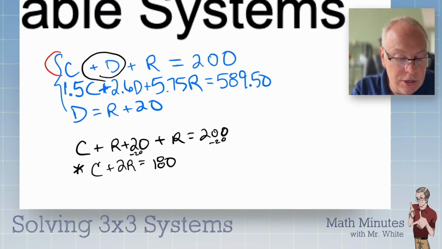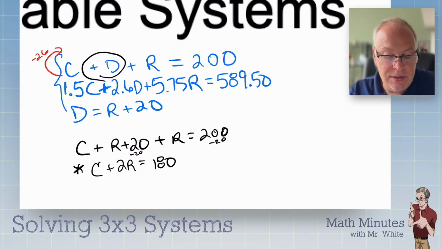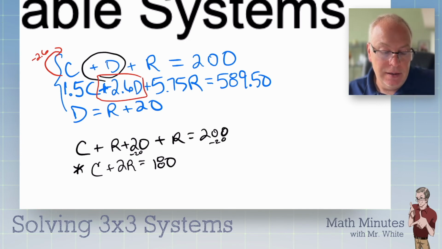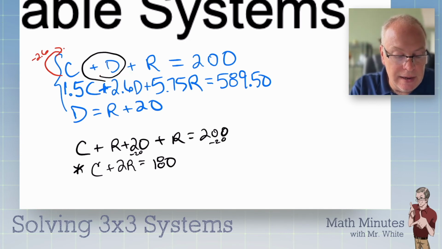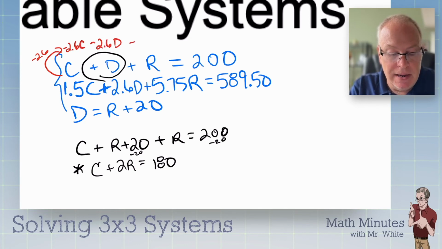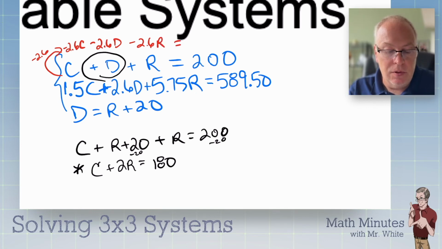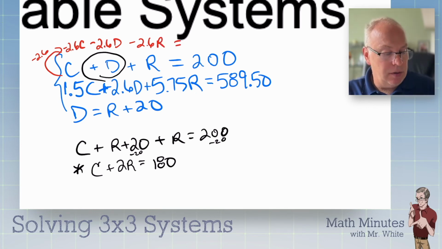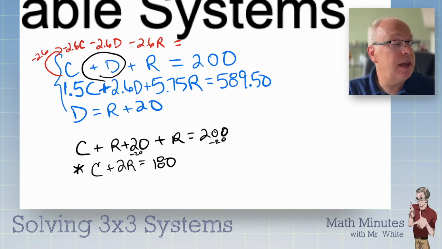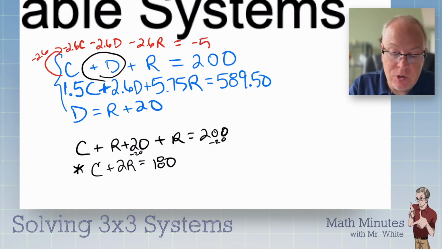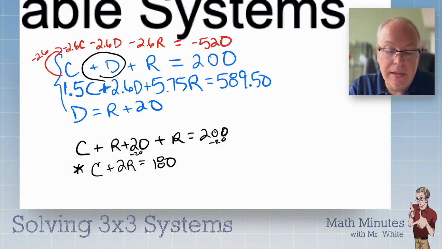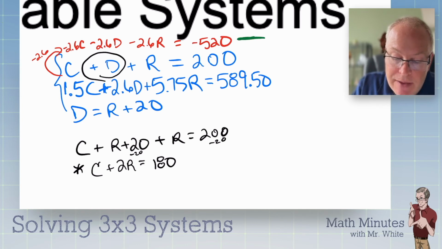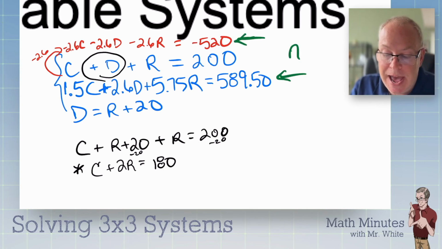I'm going to multiply this first equation by negative 2.6. And the reason is because then I'll be able to eliminate this guy right here. So I get negative 2.6c minus 2.6d minus 2.6r equals, I'm going to go to my handy dandy calculator, 200 times negative 2.6, which is negative 520. So now I have this equation and this equation to add up.